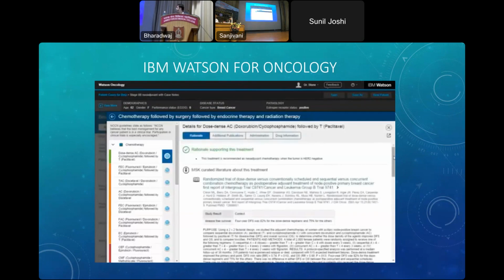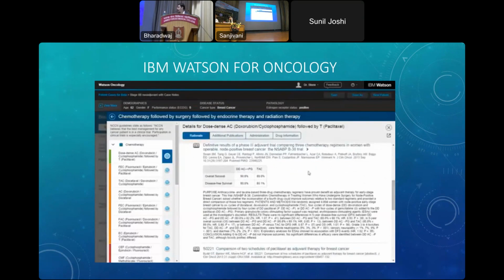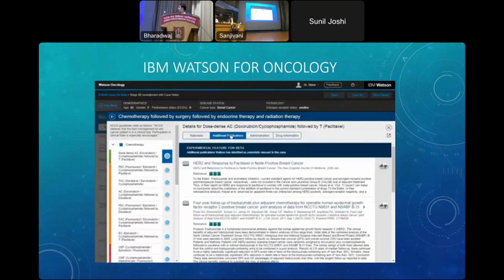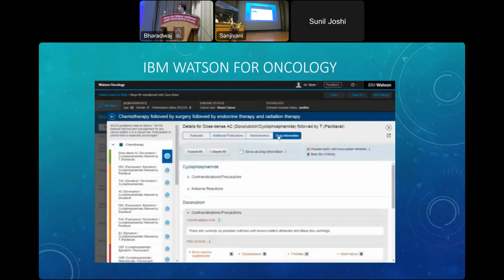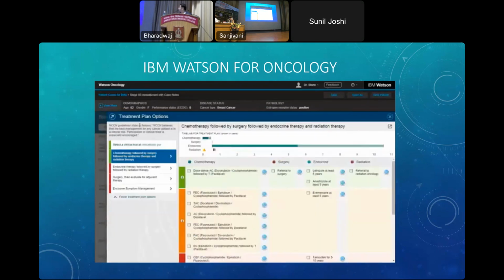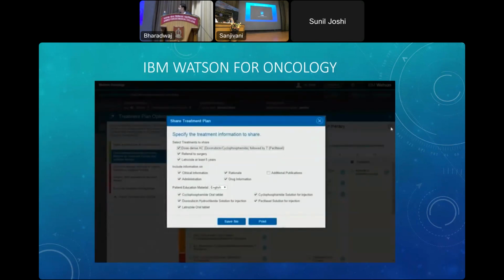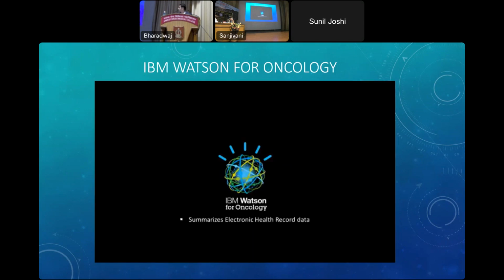Watson has also suggested additional publications for my consideration, an overview of the protocols for administering the treatment, and a summary of information of the suggested drugs. When I'm ready, I can select the treatment information to add to the patient's medical record and share with the patient. This demonstration has shown Watson's ability to create an at-a-glance summary of relevant facts from an electronic health record, to suggest confidence-scored individualized treatment recommendations specific to each patient, and to transparently expose source data that supports the recommendations. Watson is helping oncologists fight cancer.